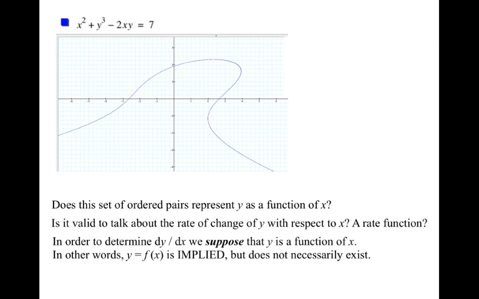is implied. And so getting that rate function is what we call implicit differentiation. We have to imagine that there is this function y equals f of x. It's implied, but it's not really real. And that's why we call it implicit differentiation, in order to get the rate function. Okay, so here's how it works.